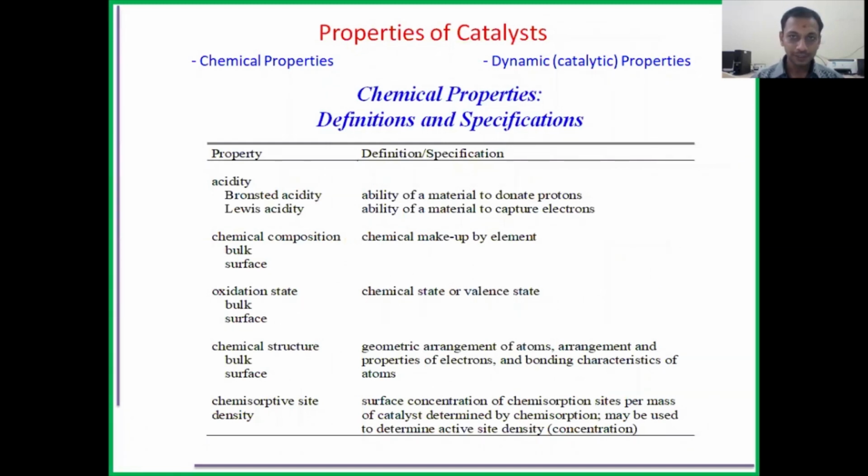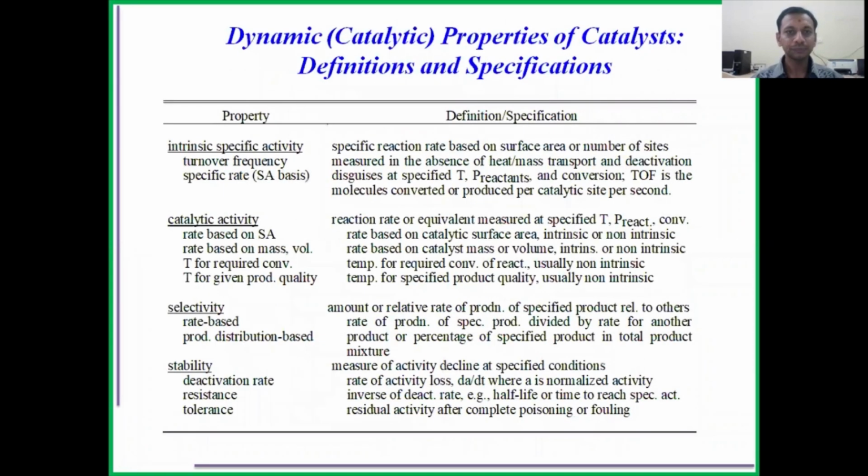So chemical properties, we are not going into detail for this slide, but for your information, I am telling you the properties of a catalyst are chemical properties as well as dynamic properties, and these dynamic properties are related to the catalyst. In short, chemical properties are acidity, oxidation state, chemical structure, chemisorption nature, etc. And the dynamic properties are related to catalytic properties; these can be catalytic activity, selectivity, stability, specific activity.